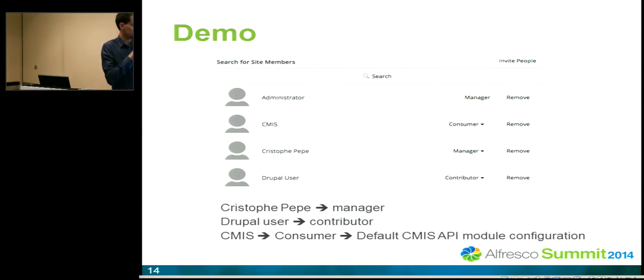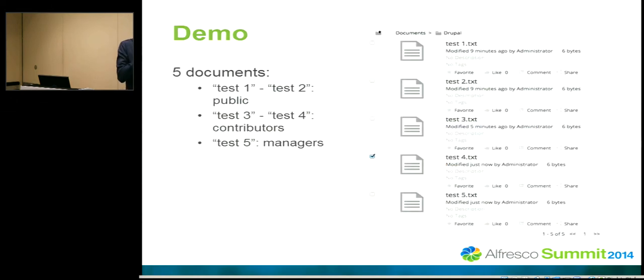A quick demo, really simple. 3 users: myself as manager, I'm manager. A Drupal user is a contributor, and the CMS is a consumer. This is the user used in the parent CMS API module. 5 documents. The first 2 are public, the 3rd and 4th are limited to contributors maximum, and the 5th one contains sensitive information. This is for managers.